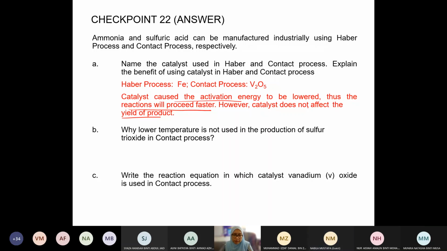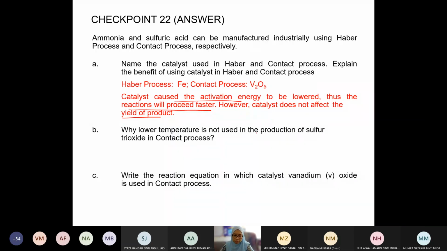The yield of product, I mean in terms of the product that it produces, I think. Think so. Does not affect the yield of product. What do you mean by the yield of product? Okay. Okay, B.